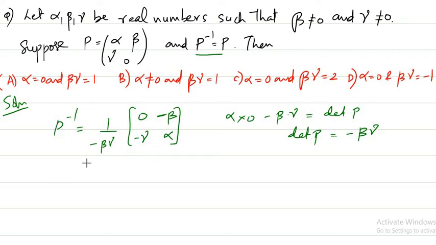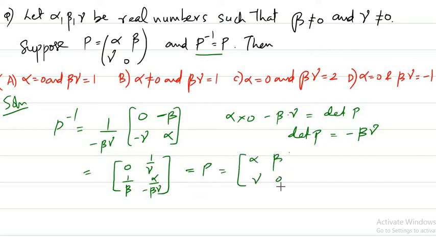Now if you just multiply it inside, you get the matrix 0, and dividing by minus beta gamma, you get 1 by gamma. Here if you divide by gamma, you get 1 by beta, and here you get alpha by minus beta gamma. Now you just compare with this P, because we are given that P inverse is equal to P. We found the P inverse and we are equating it to the P we got. It's a very simple question.